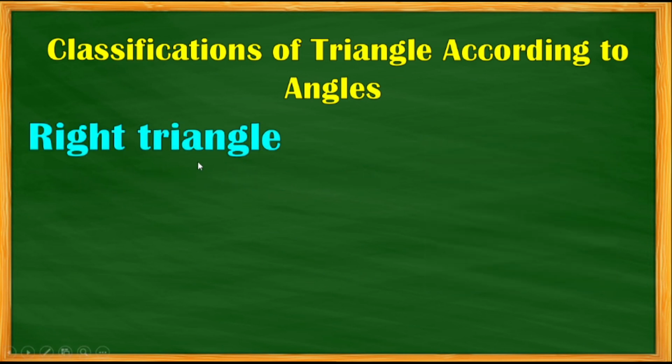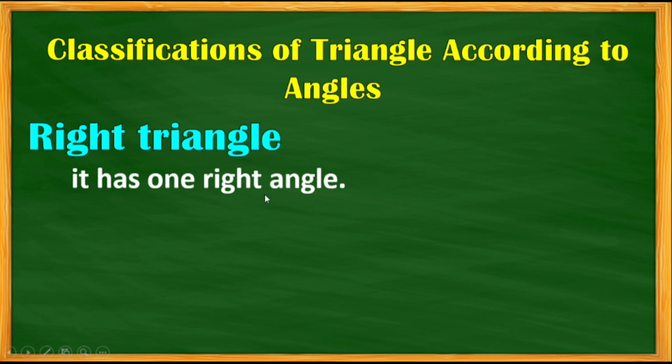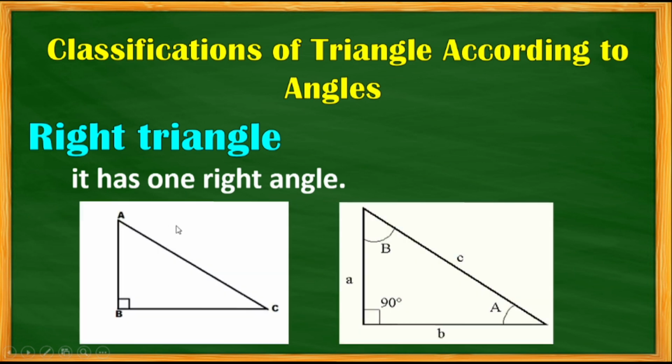Next, right triangle. A right triangle has one right angle. Again, it has one right angle. So like for this example, it has one right angle, so this would be a right triangle. And also this one, it has a right angle measuring 90°, so it is a right triangle.